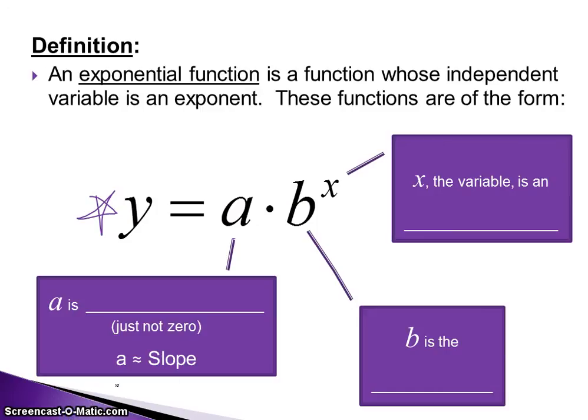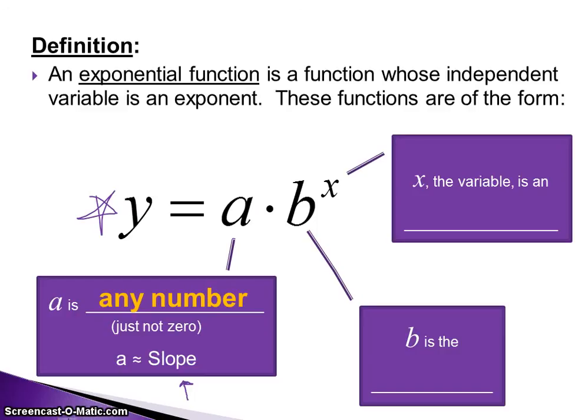And a will also act like the slope. So your general rules for slope will remain for a. If it's negative, it's going to flip it. The higher the slope, the faster it moves. The lower the number, the slower it moves. That a can be any number except for 0.